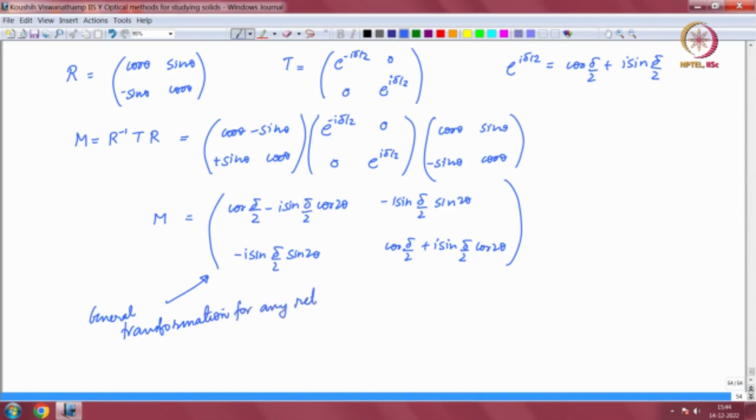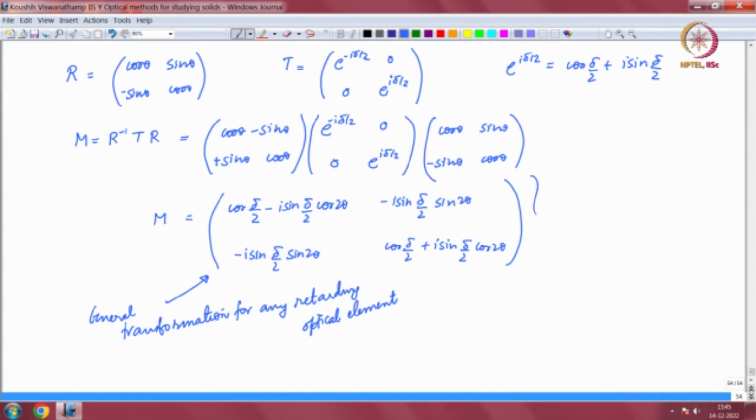for any retarding optical element. For a polarizer you have delta equal to 0, and because there is no retardation it is only going to pick up a direction, you have that matrix that we wrote before. So, you have 0 0 0 1 like I showed you before.